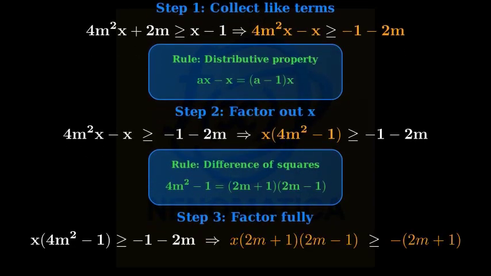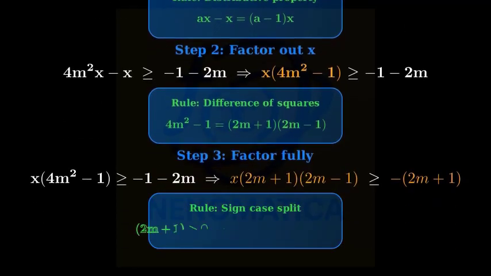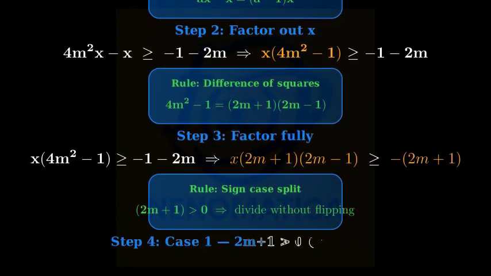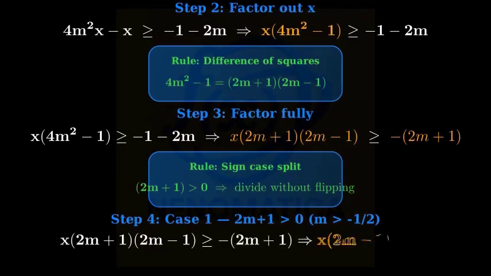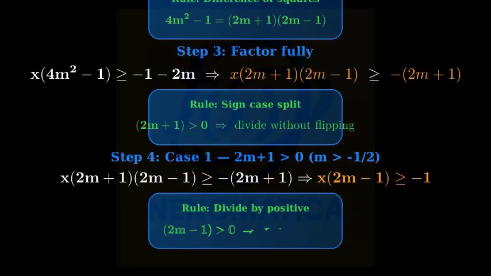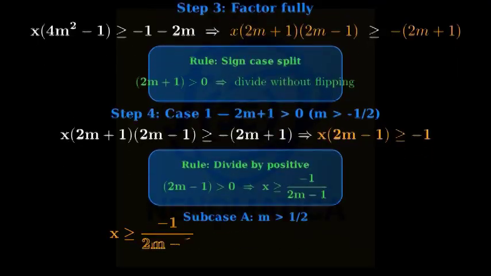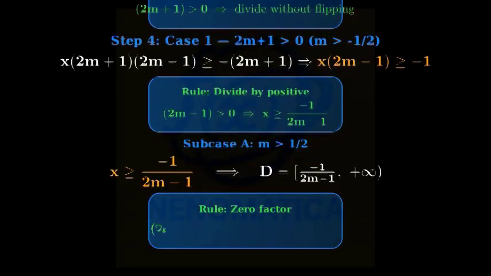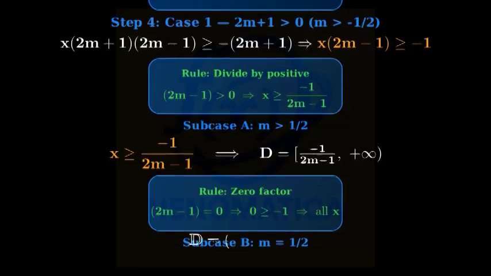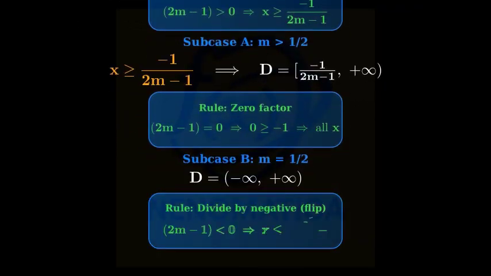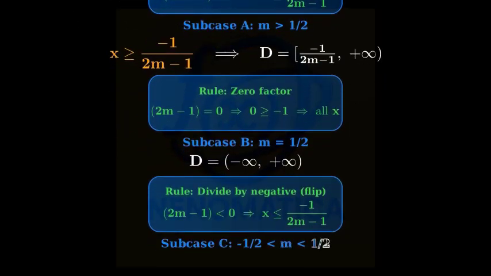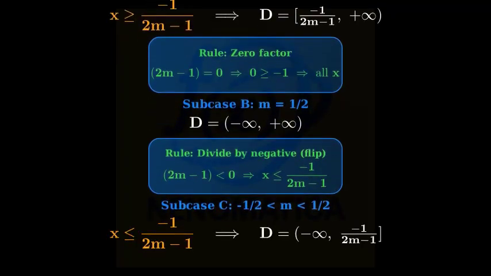Step 4. First case, 2m plus 1 is positive, that is m greater than -1/2. Since we divide by a positive number, the inequality direction stays the same. Now we must consider the sign of 2m minus 1. This is the missing correction. Subcase A, m greater than 1/2, so 2m minus 1 is positive. Subcase B, m equals 1/2, 2m minus 1 equals 0. Subcase C, -1/2 less than m less than 1/2, so 2m minus 1 is negative.